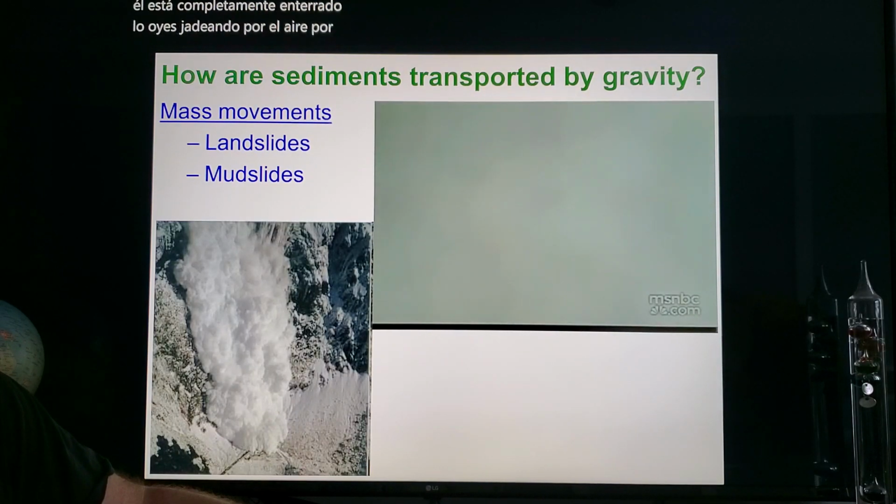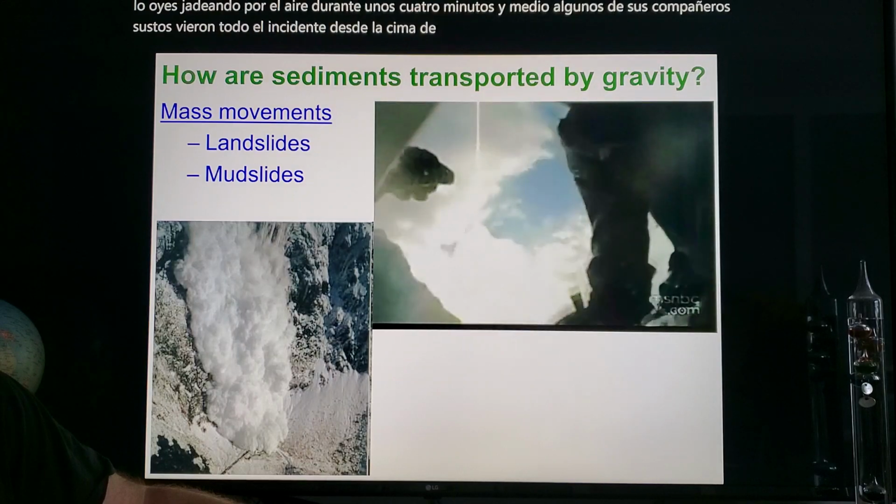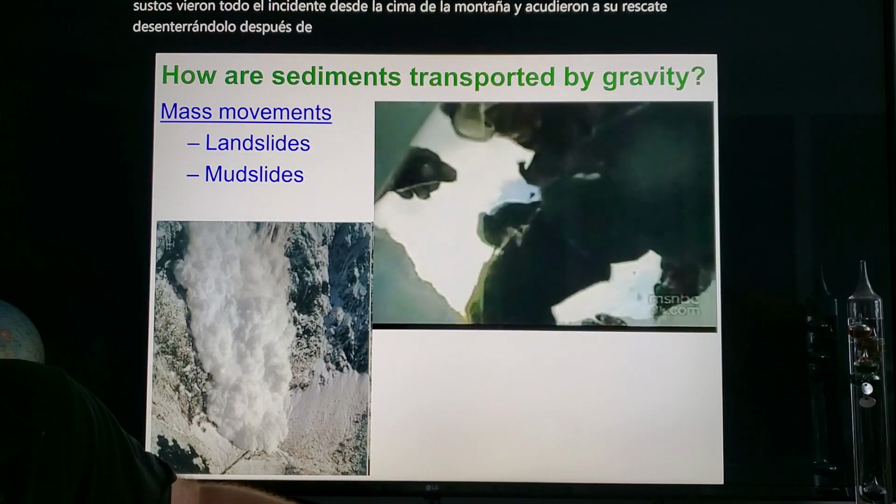Some of his fellow skiers watched the whole incident from the top of the mountain and came to his rescue, digging him out after the avalanche stopped. For MSNBC.com, I'm Dara Brown.